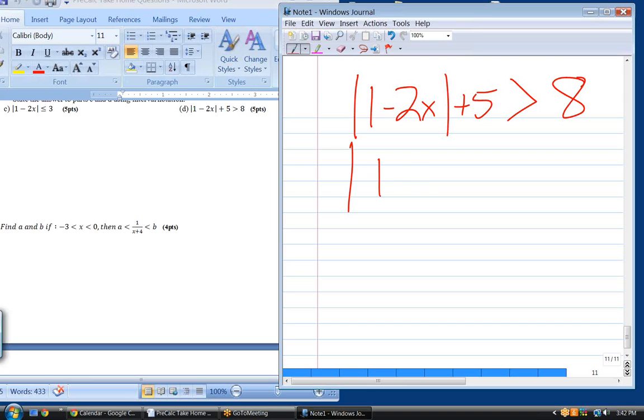Okay, so now we have 1 minus 2x greater than 3. And remember, it's only when you multiply or divide that you have to change the direction of the arrow. In this case, I wasn't multiplying or dividing, I was subtracting.